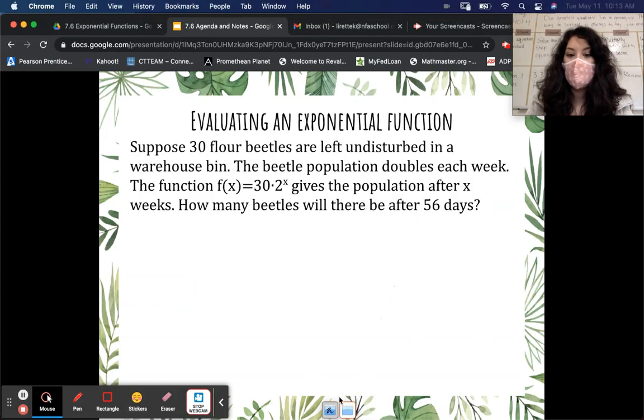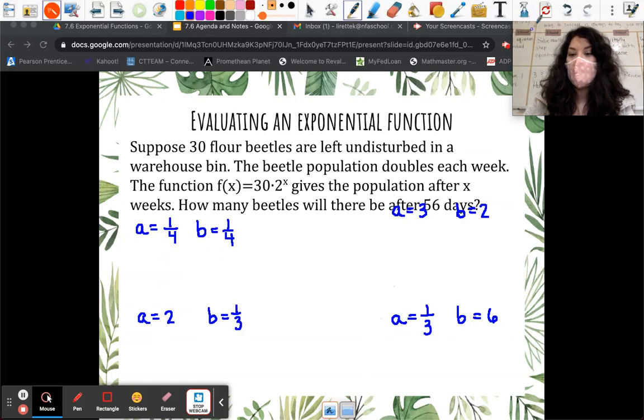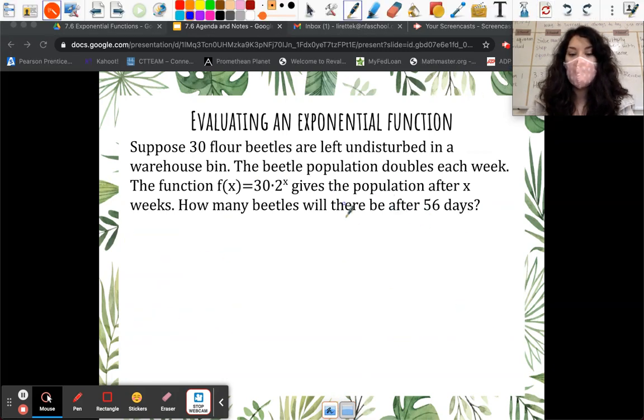Let's take a look at another example. And this is where you're really going to want to start having your calculator handy as we start doing some math with these functions. Suppose 30 flower beetles are left undisturbed in a warehouse bin. The beetle population doubles each week. So think about what that means, doubling or twice, kind of like in that plan 2 example. You're multiplying by 2 every single time. That's actually our growth factor. It's doubling. Okay, so that's where the 2 comes from in this function.